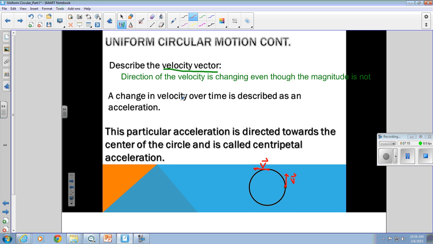And we know that change in velocity over time is described as acceleration. So therefore, even though you have a constant speed going around the circle, there is still acceleration. Okay? And this acceleration is directed towards the center of the circle, and we call this centripetal acceleration. Centripetal stands for center seeking. So this is center seeking acceleration. So it's directed towards the center of the circle, the centripetal acceleration.